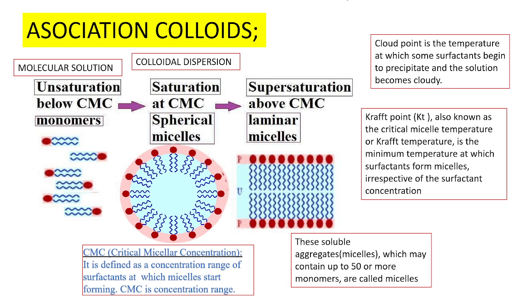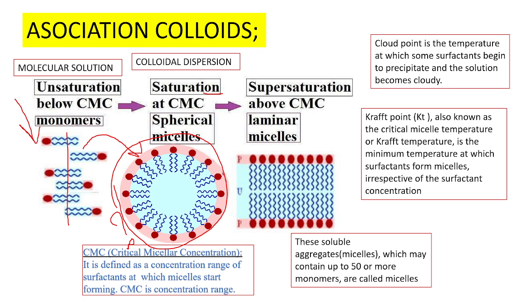See, next one is association colloid. Slowly you can add the surfactant monomer. Then what will happen? Slowly, increasing the concentration of surfactant may form spherical micelles. This concentration we can call a critical micellar concentration. The concentration at which there is a formation of spherical micelles we call the critical micellar concentration.